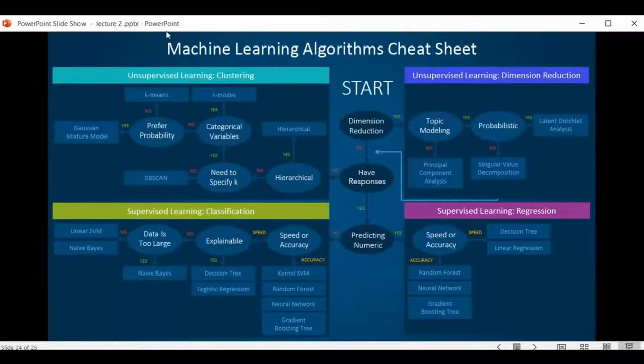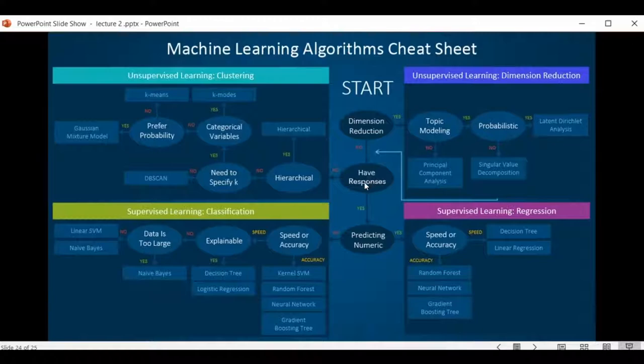And this is a nice chart to use, for example, in your own portfolio or project, on what algorithms might be suitable for the problem you want to look at. So if you want to try dimension reduction, you branch off into this corner. If you have different topics, you can use PCA, principal component analysis. If you want to do topic modeling, and whether you want to represent it as probabilistic or not, you can use these kinds of algorithms.